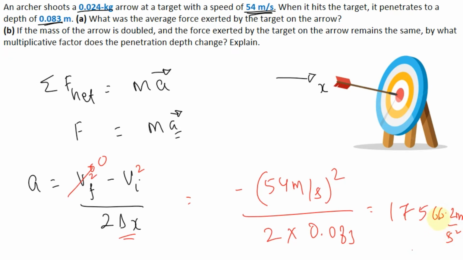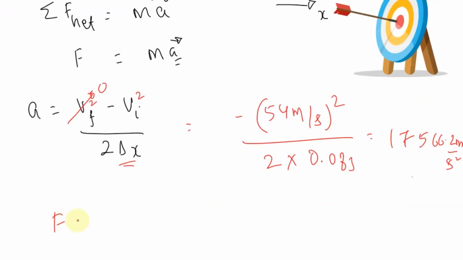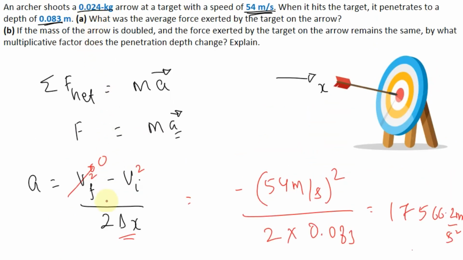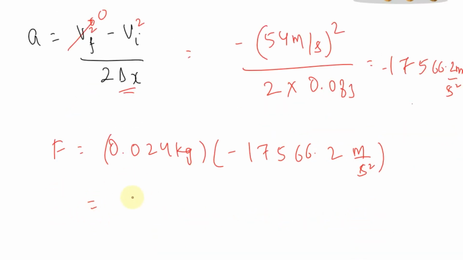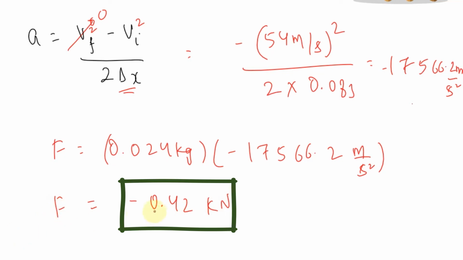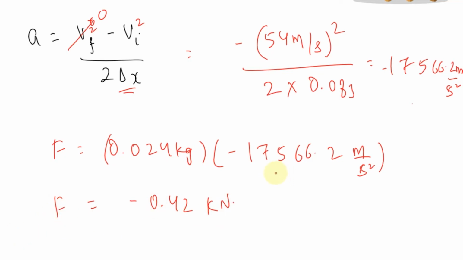Now it's very easy to find the force. Force will be mass times acceleration. Now the mass of the arrow is given to be 0.024 kg, and the acceleration, this should have a negative sign also. So minus 175.6 meters per second squared. On solving, you'll get this force to be negative 0.42 kilonewton. So this is the force and the answer for the A part.